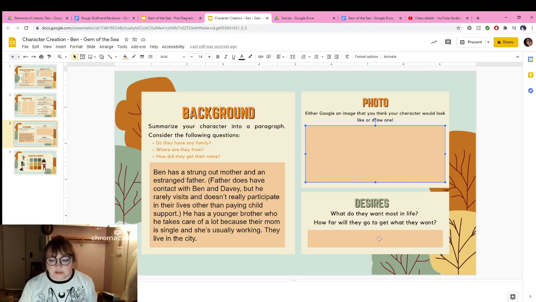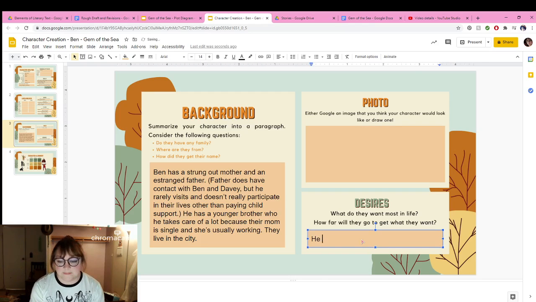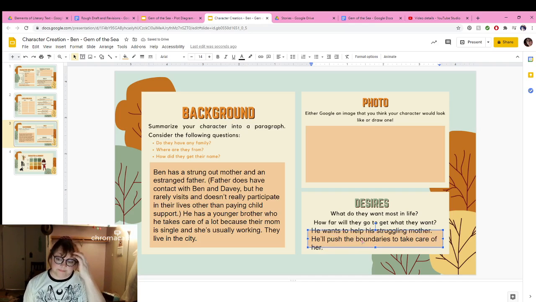What do they want most in life? How far will they go to get what they want? He wants to help his mom. I think that's ultimately why he does everything. Why he takes care of Davy, why he makes his decisions. He ultimately wants to help his struggling mother. And how far will he go to do what they want? He'll push the boundaries to take care of her.